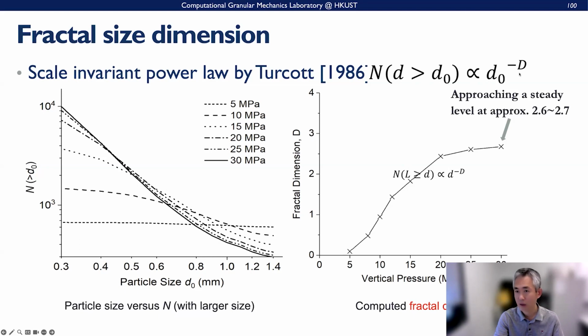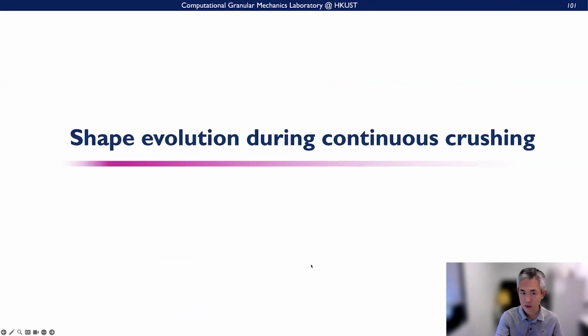And this power law has a so-called dimensionless quantity D that takes certain values. According to his theory, D is between 2.6 and 2.7. And we verified from our results that indeed it is in between that here. So this is a fractal dimension, and we verified this Turcotte theory here.